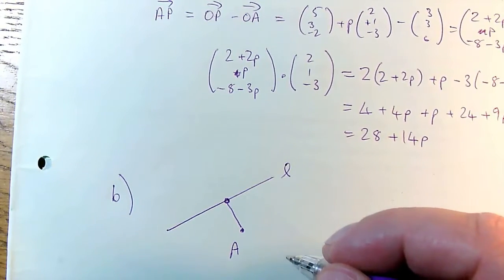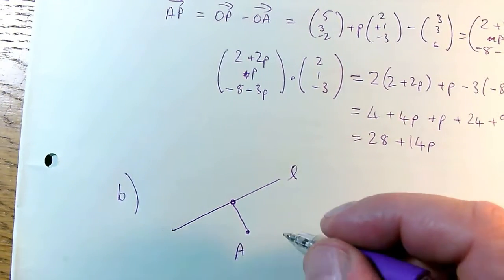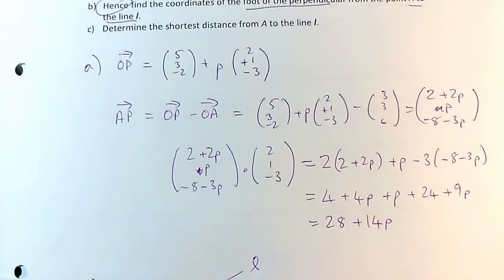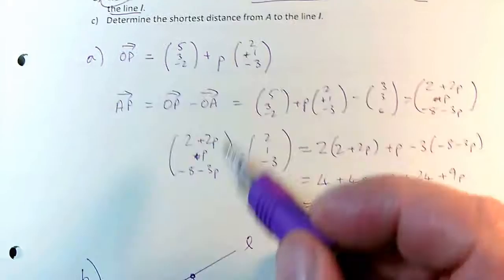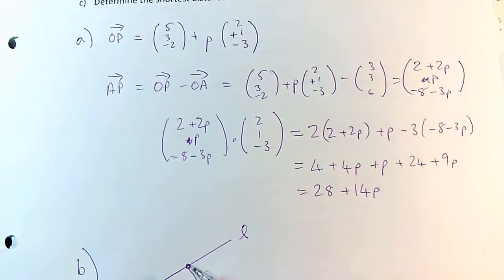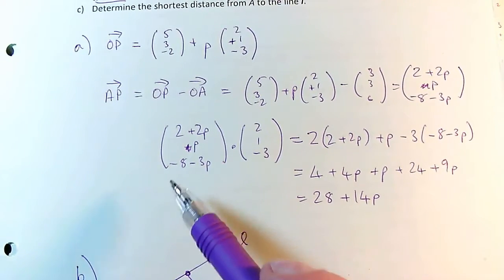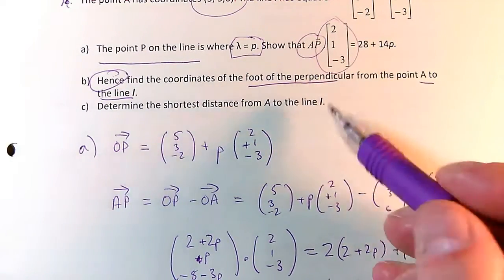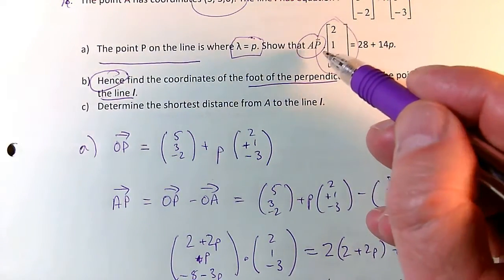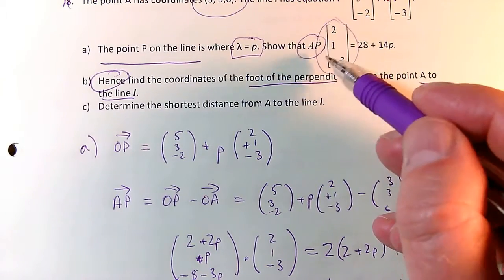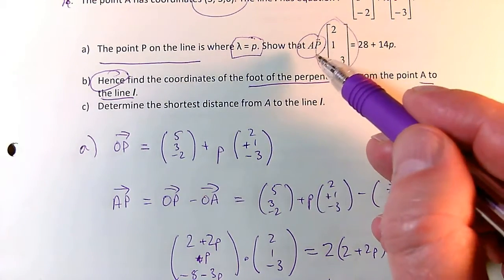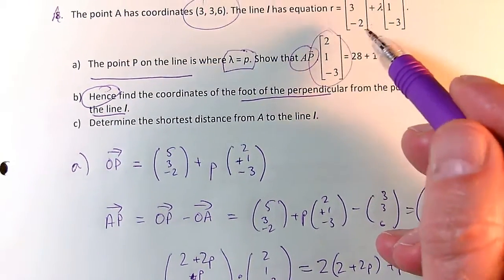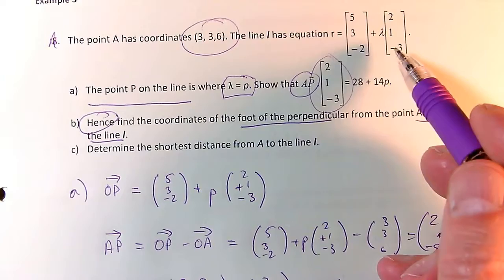They've asked me to consider this point P, which is on the line. And it's asked me to consider AP dotted with something. And we're now doing perpendicularity. And we know that for perpendicularity, I can use the dot product. So AP is going to be perpendicular to this vector. Why did they choose that vector? Because that's the direction vector of the line.